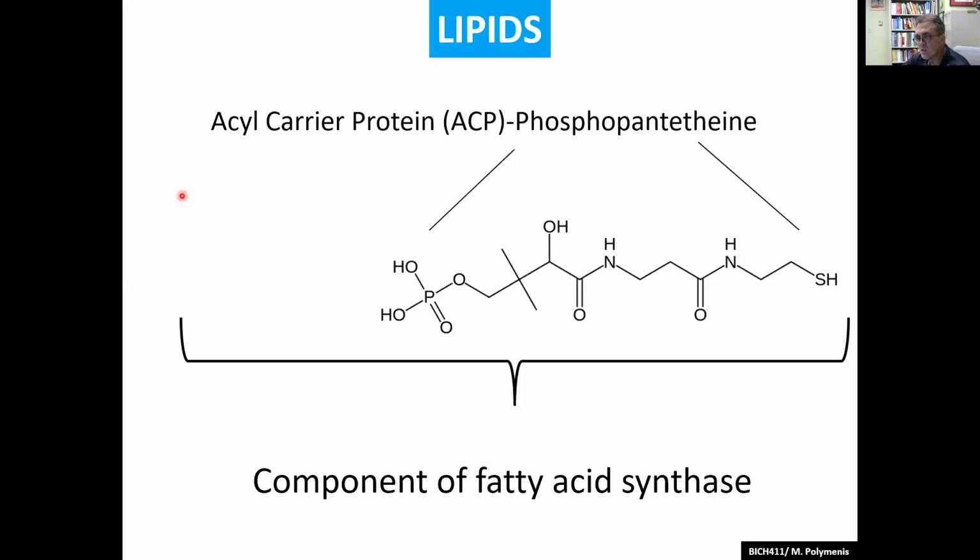So you have to imagine a giant protein at this end. It has a cofactor phosphopantetheine, and then the thiol group here is the business end where the acyl group will attach, and the whole thing is called acyl carrier protein, which is a component of fatty acid synthase. And that says the same thing, all these arrows.